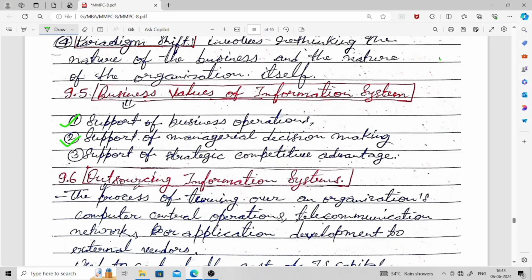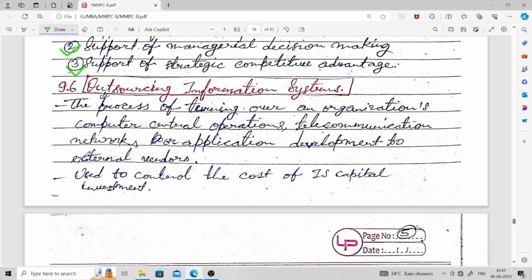Third, support of strategic competitive advantage. It means information systems support strategic competitive advantage, because if we have the right kind of information, which is going to be advantageous compared to others in the industry, then it will become of strategic importance for the organization, because information is very critical for an organization to compete with others in the industry.